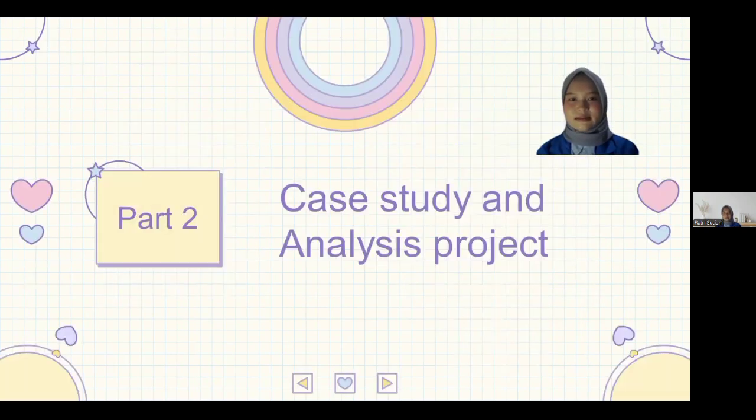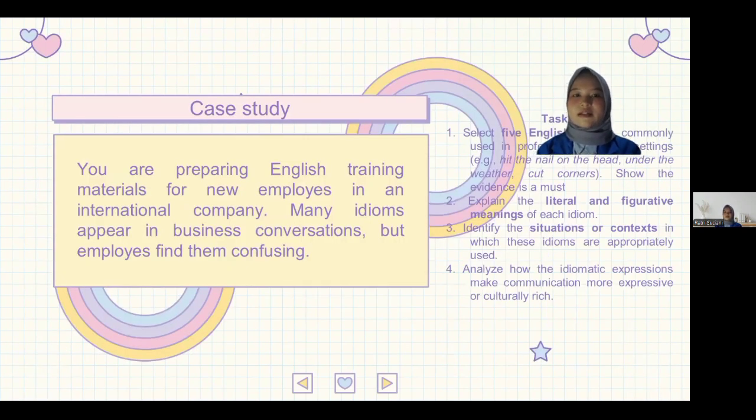Next slide. Next slide is part 2. Part 2 is case study and analysis project. For the case study, I choose case study number 2. You are preparing English training materials for new employees in an international company. Many idioms appear in business conversation, but employees find them confusing. The task is number 5.